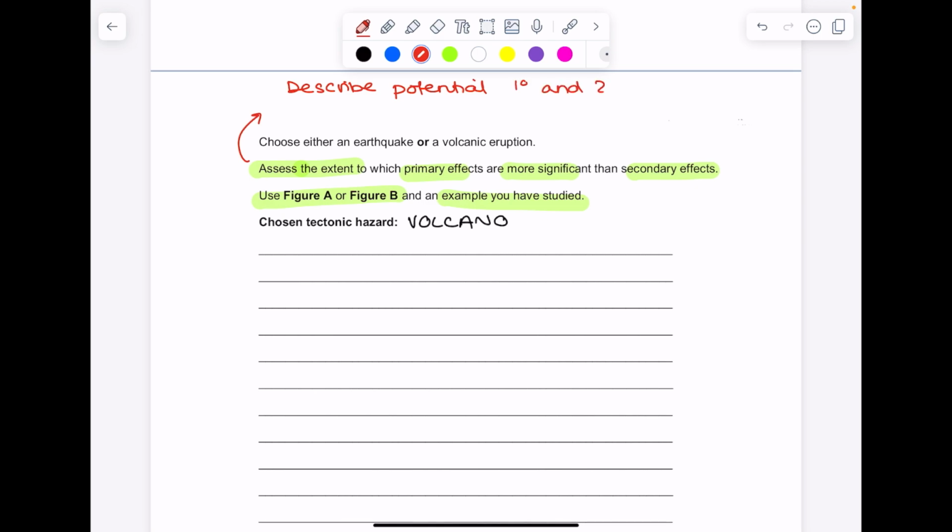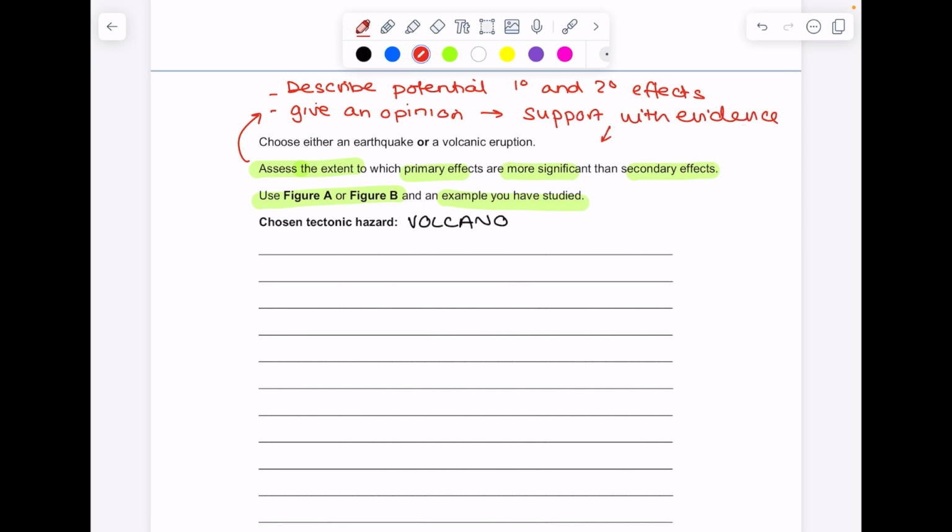That means primary. That means secondary. We need to give an opinion as to which we think is more significant, and then support that opinion with evidence, both from the image in the exam paper and our case study. So if we look at what I've written in terms of a structure, I'm hoping you can see that describing the potential primary and secondary effects of the volcano is probably the easier way to access marks. It's giving an opinion and supporting it with evidence that you find more tricky.